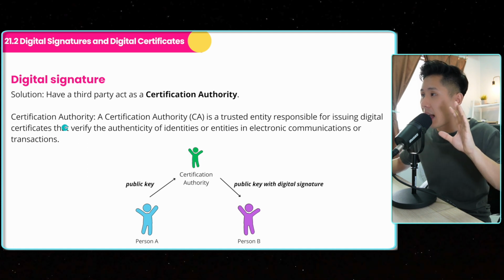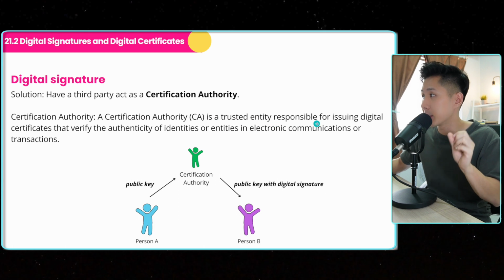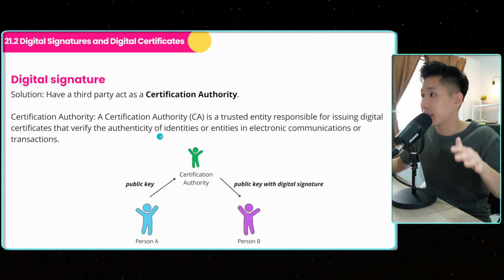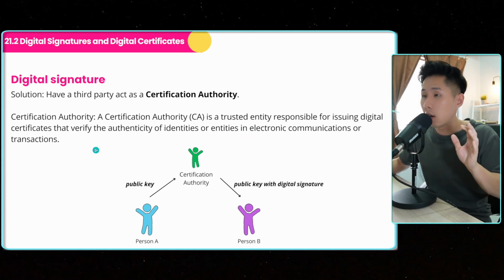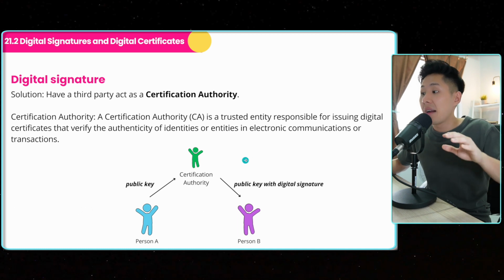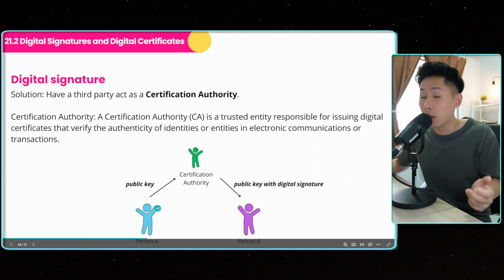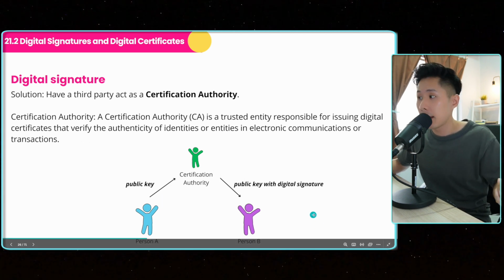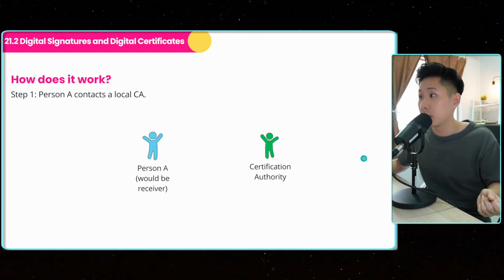So a certificate authority, CA, is a trusted entity responsible for issuing digital certificates that verify the authenticity of identities of entities in electronic communications or transactions. So now, with this third-party authority, person A can no longer just send a public key directly to person B. They have to go through this third party that verifies the identity of person A.